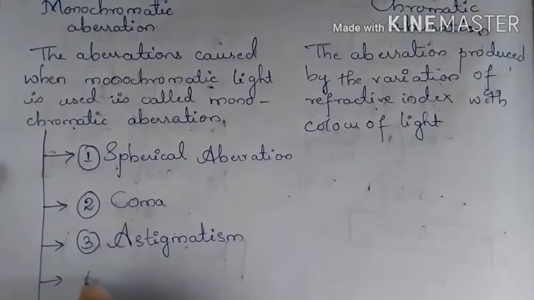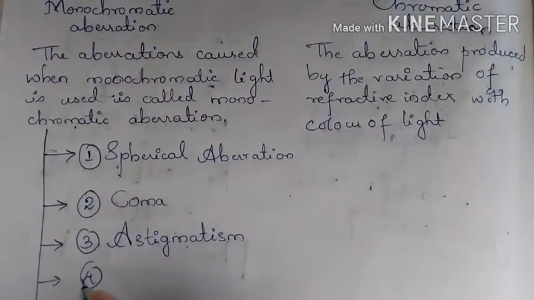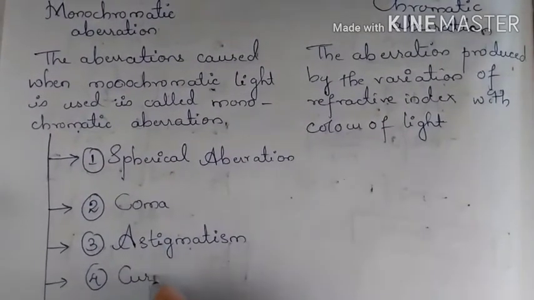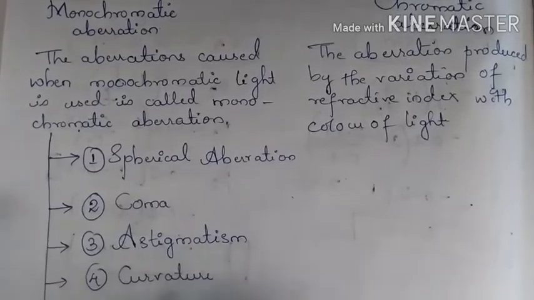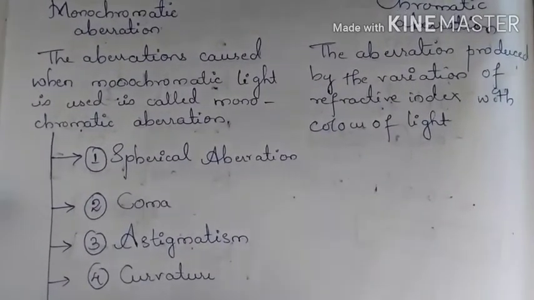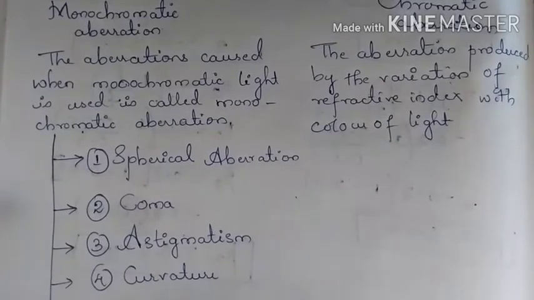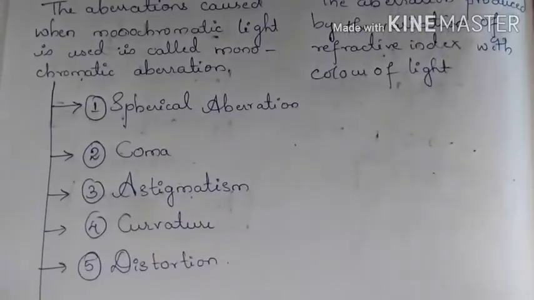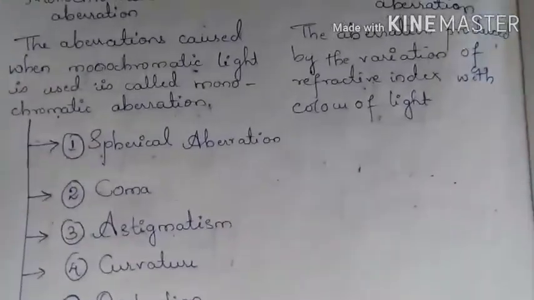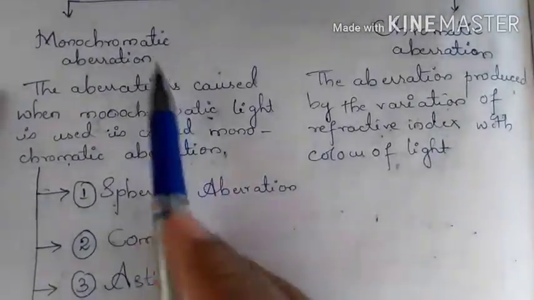And the fourth one in a monochromatic aberration is curvature. And the fifth is distortion. So basically you have 5 different types in a monochromatic aberration.